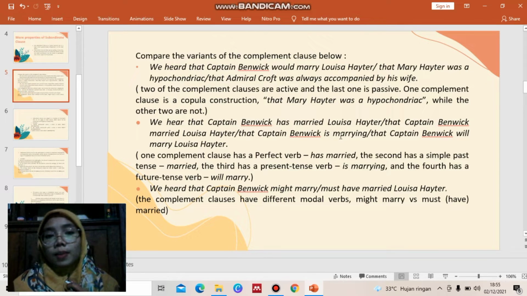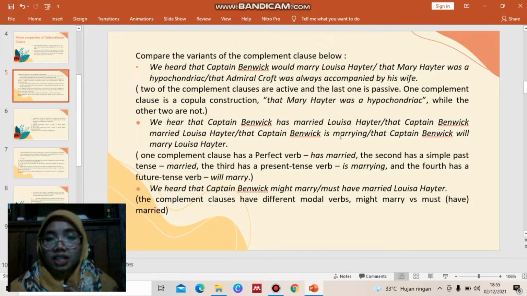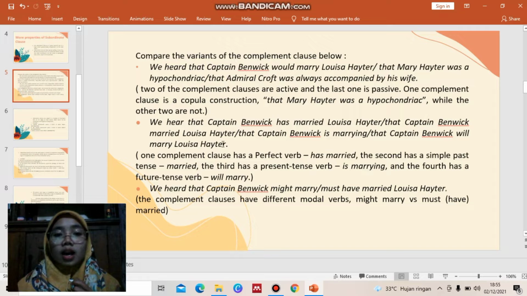Two of the complement clauses are active and the last one is passive. One complement clause is a copula construction, that Mary Hayter was a hypochondriac, while the other two are not. We heard that Captain Benwick has married Louisa Hayter, that Captain Benwick married Louisa Hayter, that Captain Benwick is marrying, that Captain Benwick will marry Louisa Hayter.